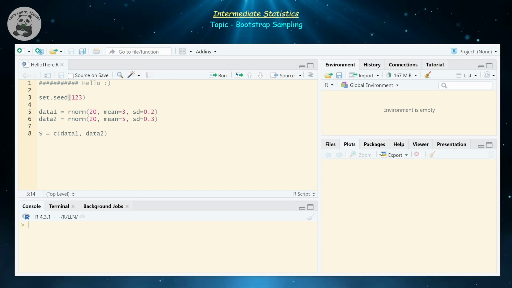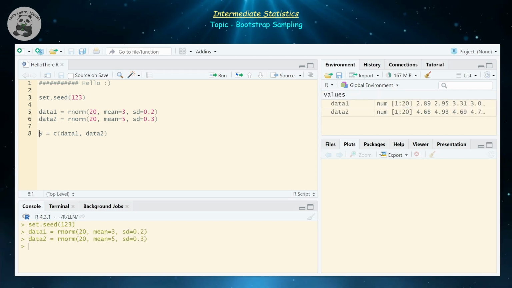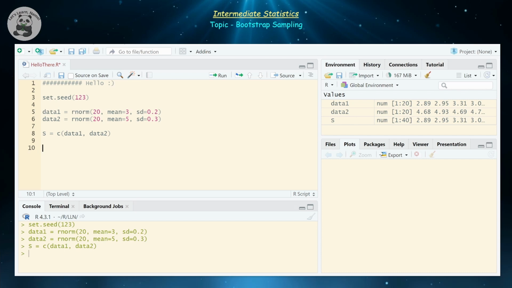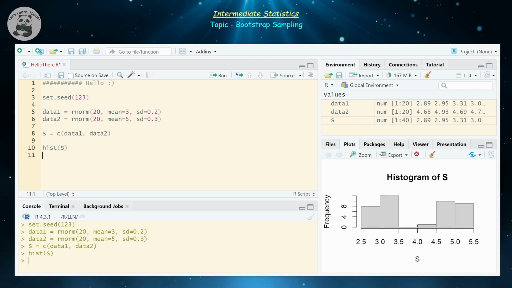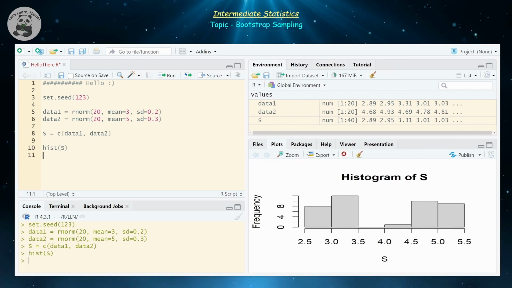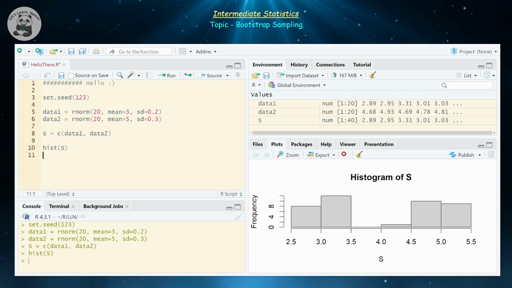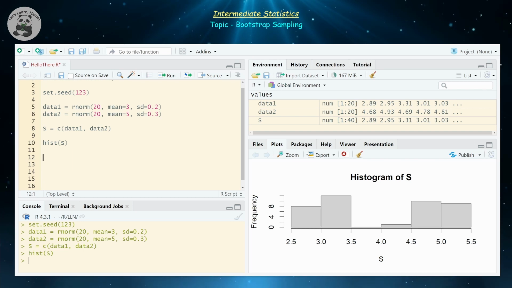I'm going to set a seed for reproducibility, just in case you want to copy these data values. Once I give these two values and concatenate those data sets together, if I do a histogram of these values, as you will clearly see, we're going to have a bimodal data set, one mode on the left near 3 and the other near 5. So clearly this is not a normal distribution, and you should be able to verify that with, say, a Lilliefors test statistic.